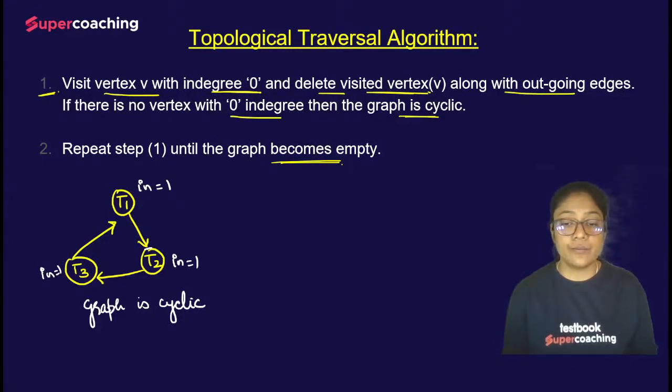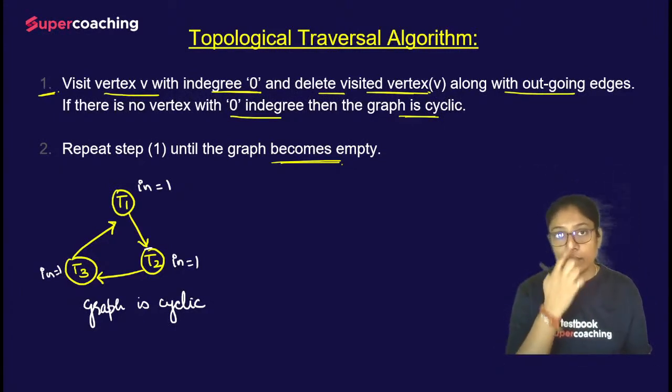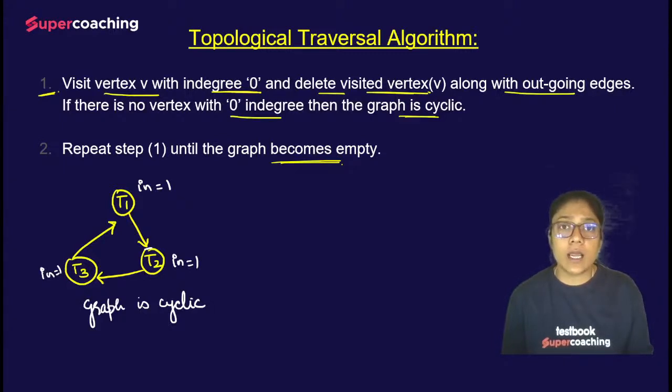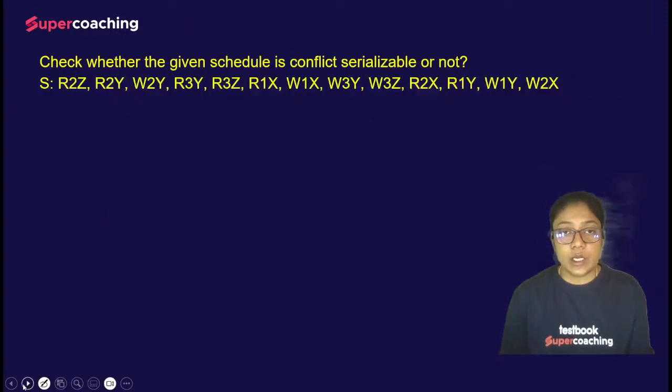Clear, not clear? Yes, no, or you need more examples? Hurry up. Okay, let me give you one graph. Better idea is, let me give you one graph and you have to return how many topological sequences are possible. Let us assume that you are given with, let me check if we have a free slide.